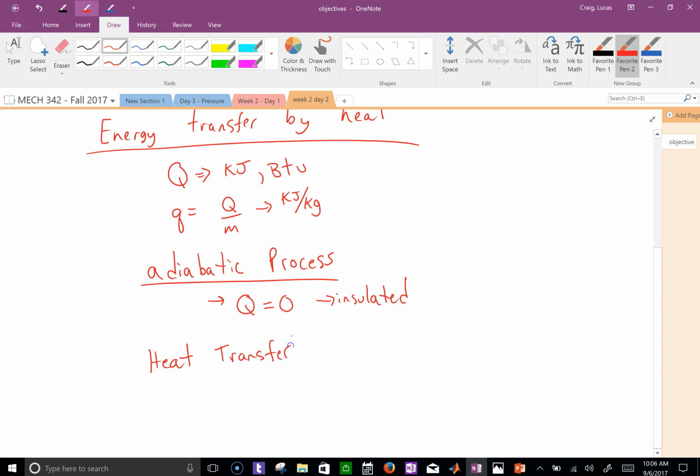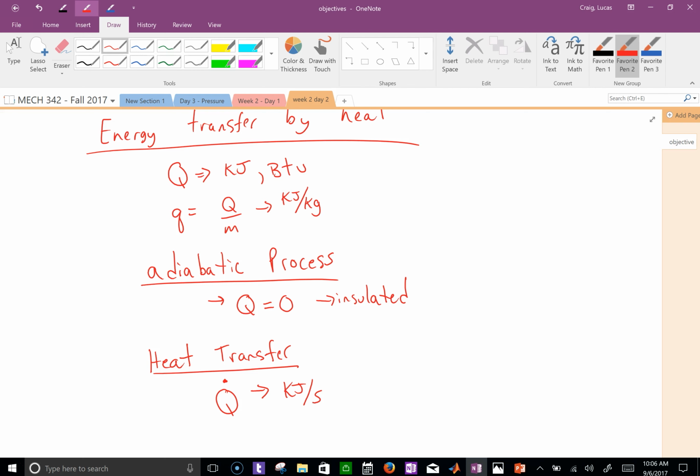Heat transfer rate is kilojoules per second. So you have big Q, you have little q, and you have little q dot or big Q dot. If it has a dot in this class, it's per unit time. So remember that, all right?